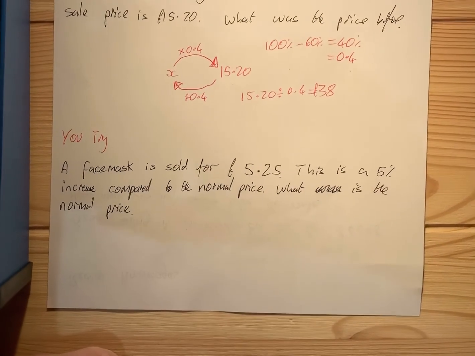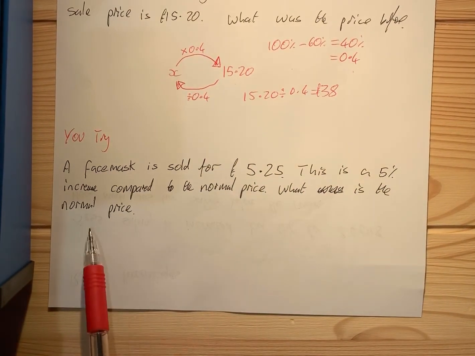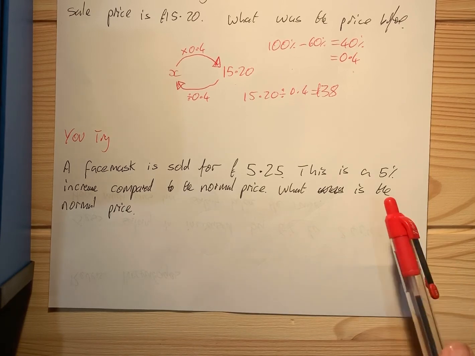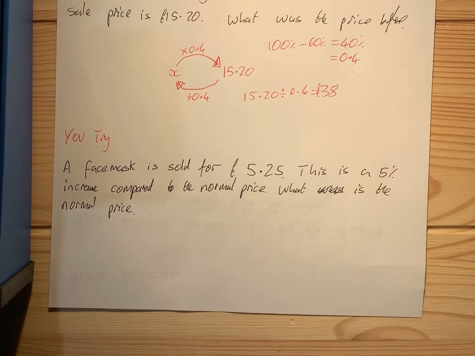So I want you to pause the video now. It says a face mask is sold for £5.25. This is a 5% increase compared to the normal price. What is the normal price? Be really careful with your multiplier. So pause the video now, have a little go.